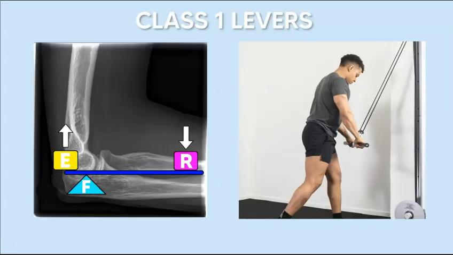An example of a class 1 lever is the triceps brachii muscle interacting with the elbow joint. So as you can see, the triceps inserts at the olecranon process, which is very slightly behind the elbow joint, which is acting as a fulcrum. The forearm, of course, would then act as resistance, as what you're trying to move in this lever.